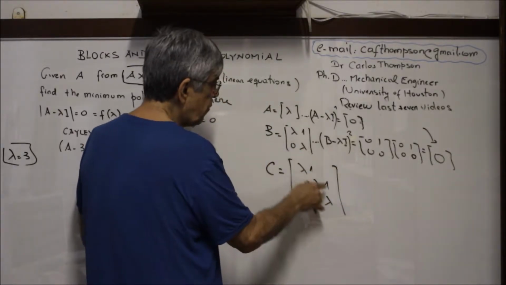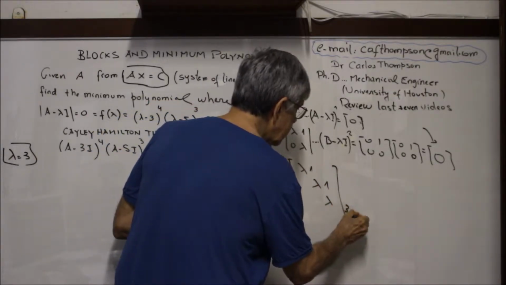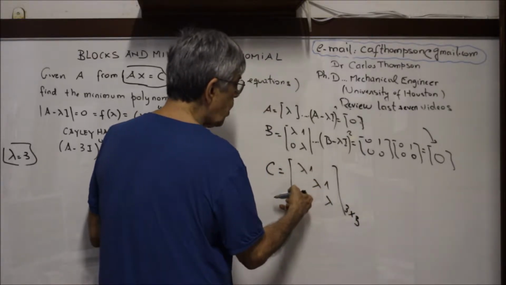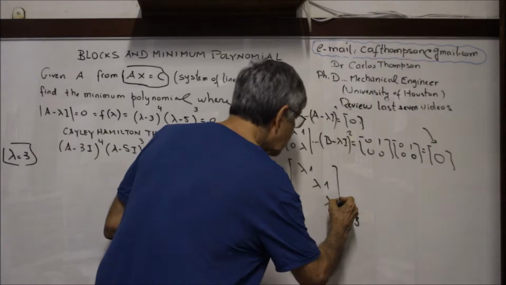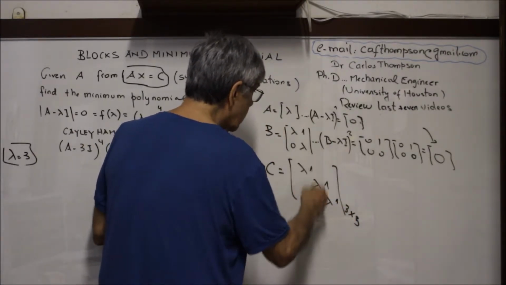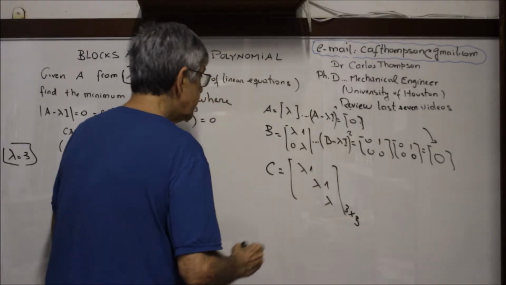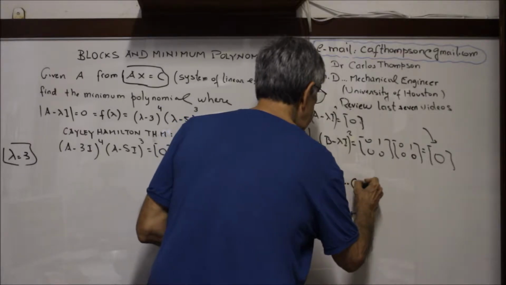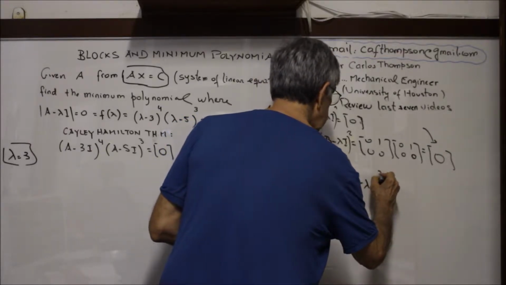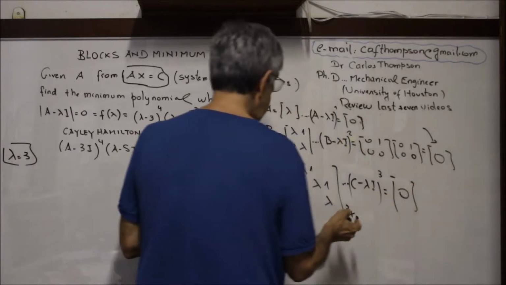The number of 1s, if I have n by n, is always n minus 1. So this is 2. I cannot put 1 here. Why? Because I have 3 columns. If I put 1 here, it's 4 columns. And then (C minus lambda I) to the power 3 is equal to 0, as you saw before.